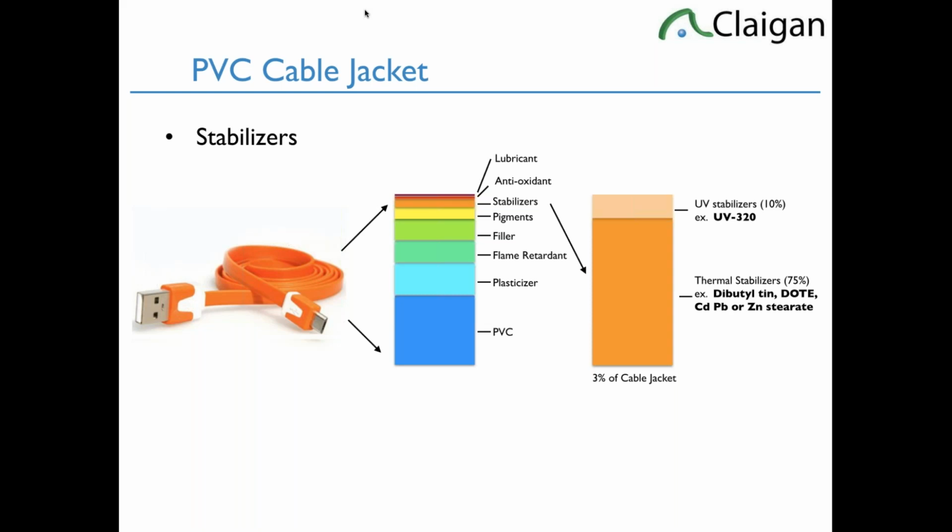Historically, when you go to your old Xerox machine, your photocopier, and definitely dating ourselves, and you test the outer jacket of its power cable, you get lead all the time. Leaded stabilizers, dibasic lead, is the main thermal stabilizer historically for PVC. And we still see it.